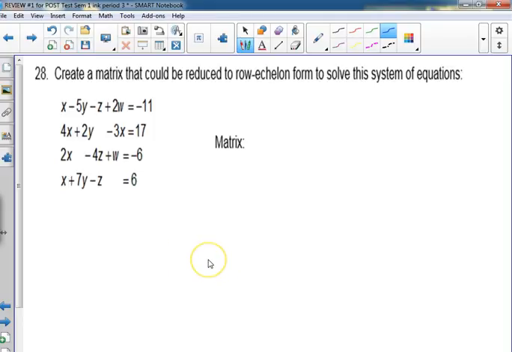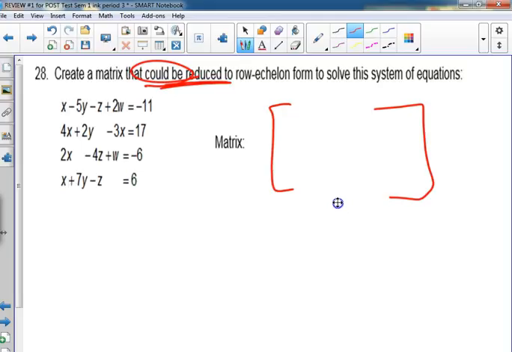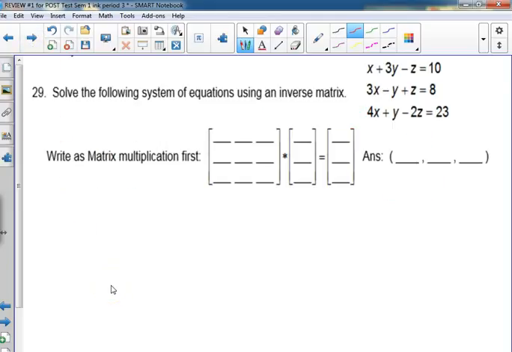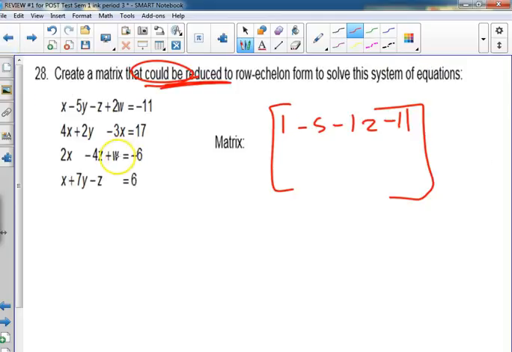Create a matrix. Do not reduced row echelon form this thing. Just write it down. Everybody know what I'm talking about? Just write 1, -5, -1, 2, -11, etc. Okay. What goes in here? No, here, because this is where X, Y, Z. Yeah, this is supposed to be a W, and hopefully it's fixed.